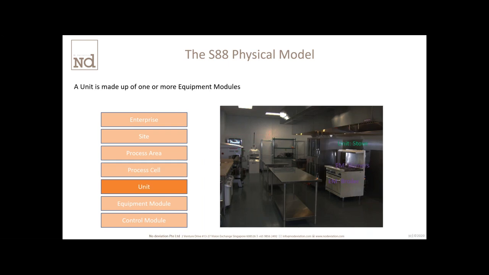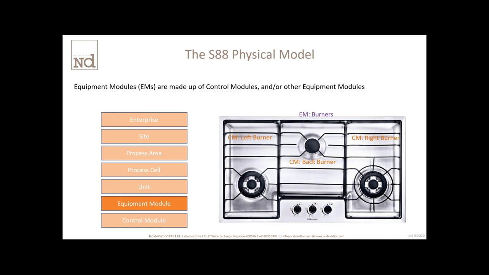And units are made up of one or more equipment modules or control modules. Now, S88 does allow for a unit to contain only control modules. So the stove unit contains two equipment modules, the burners and the broiler, or the oven, depending on how it's set up. And an equipment module is made up of one or more control modules. But in some cases, it's also made up of more equipment modules and control modules, kind of like a recursive Matryoshka doll of control.